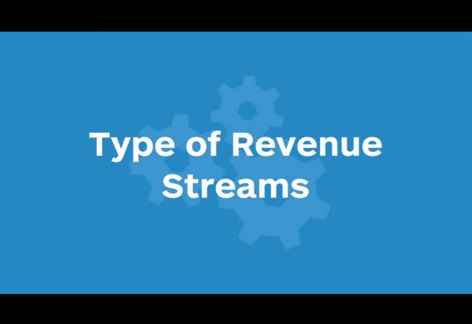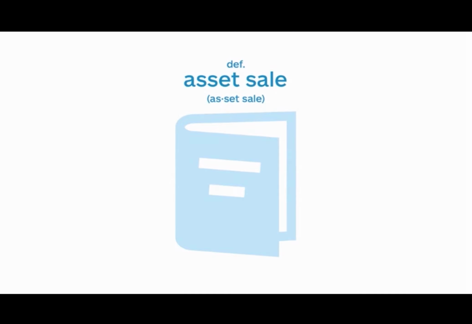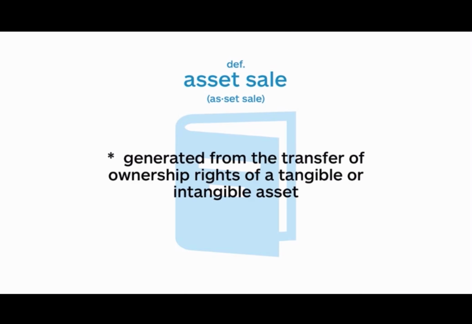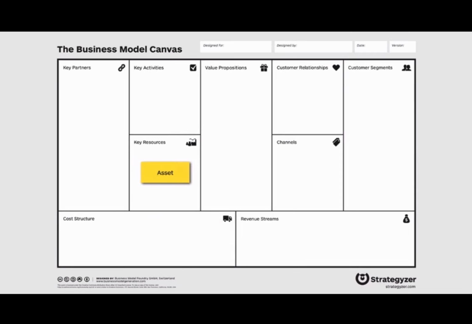Now let's look at the different types of revenue streams. We'll start with asset sales. Asset sales generate revenues from the transfer of ownership rights, and that could be of a tangible product or an intangible product. So the car industry is a great example. They sell millions of cars every year. Let's look at this on the business model canvas.